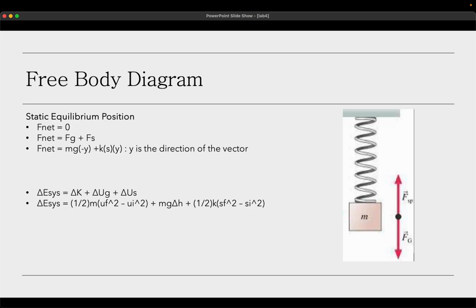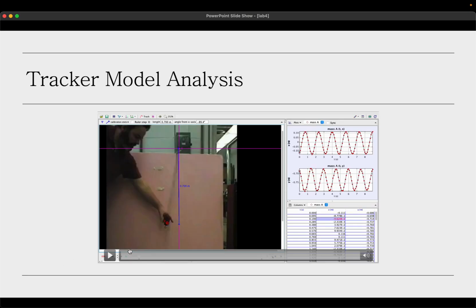Three-point diagram: static equilibrium position, F net equals 0, F net equals Fg plus Fs. Delta E system equals delta K plus delta UG plus delta US, and we just plug the equations in there. Tracker model analysis: this is the video of my tracker.